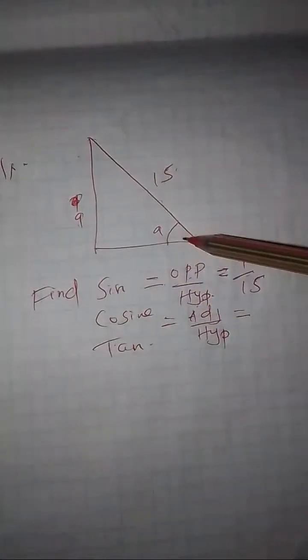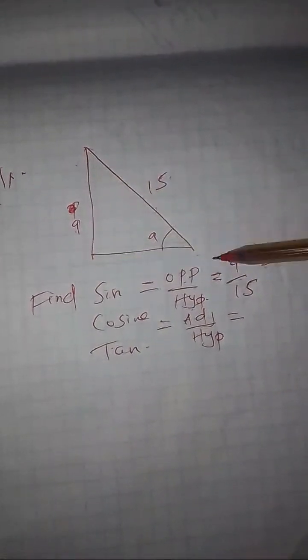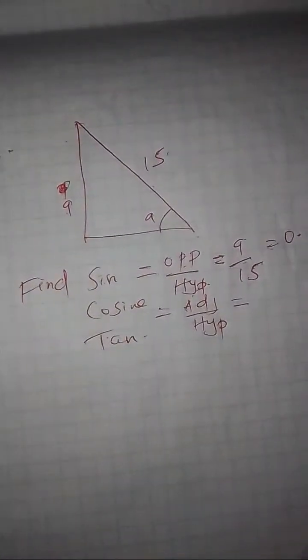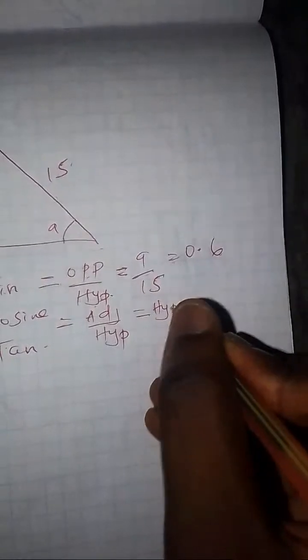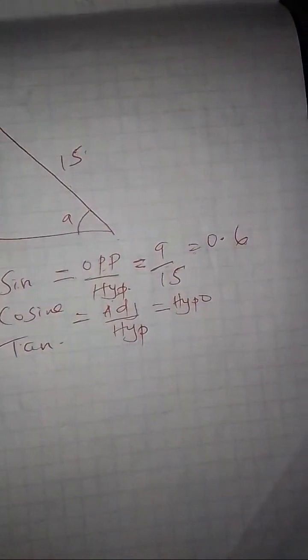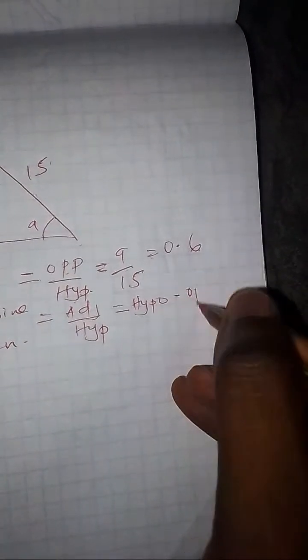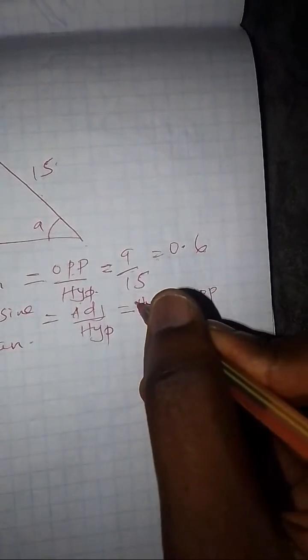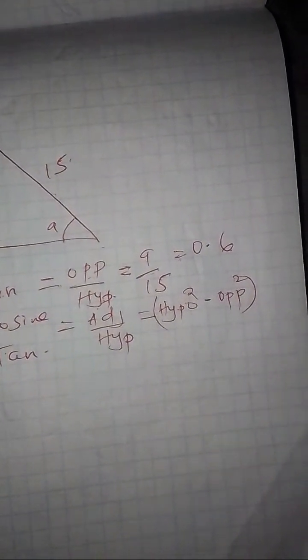This side we've not been given. We've only been given the one from here to here and from here to here. So for us to get the adjacent, we are going to take the hypotenuse squared and subtract from it the opposite squared. That is what we shall have.